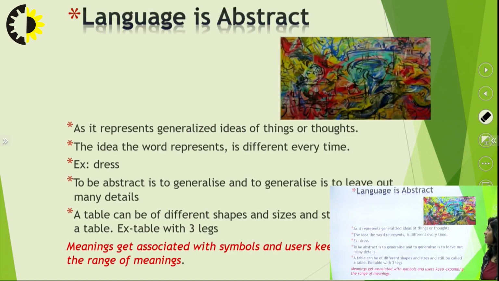Now, the next feature of language is that language is abstract. Language is abstract means it represents generalized ideas of things or thoughts. For example, there's a table. You know that a wooden plank, when it is supported by 4 legs, we call it a table, right? It can be of different sizes and different shapes, but still it is a table. Even if you have never seen a table with 3 legs, you would still be able to identify it as a table.